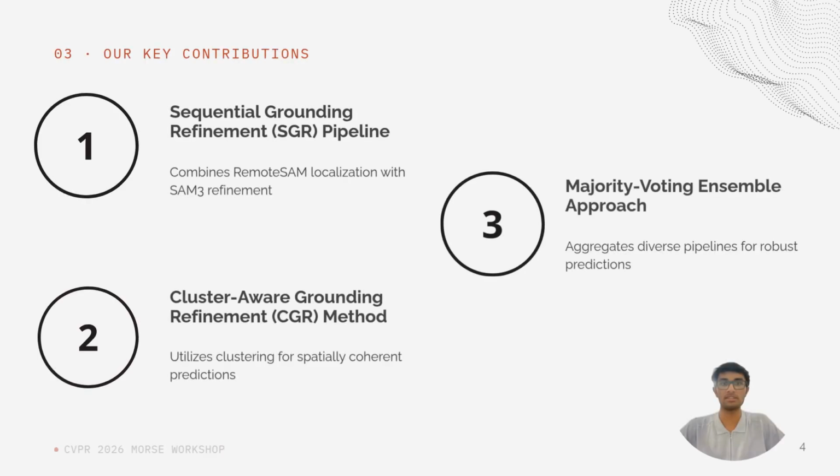Our work makes 3 main contributions. First, we propose sequential grounding refinement, or SGR, a simple 2-stage pipeline pairing RemoteSAM's localization with SAM3 segmentation. Second, we propose Cluster-Aware Grounding Refinement, or CGR, which is a more principled approach using clustering to fix RemoteSAM's fragmentation problem. Third, we introduce a majority voting ensemble that aggregates predictions across 6 pipelines for maximum robustness. We evaluate everything on 2 datasets, VRSBench and NWPU VHR10.